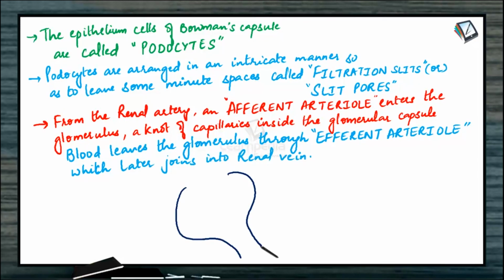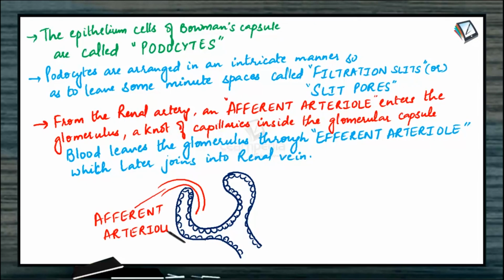This is a cup-shaped structure known as Bowman's capsule. It has an epithelium with some slit pores in between, which are known as filtration slits or slit pores. These are the podocytes. From the renal artery, an afferent vessel enters, known as the afferent arteriole. This further forms a network of capillaries, and the blood leaves this glomerular space through the efferent arteriole.